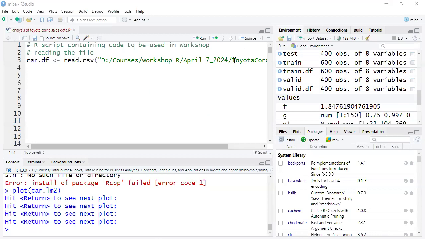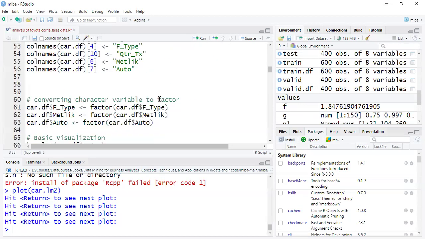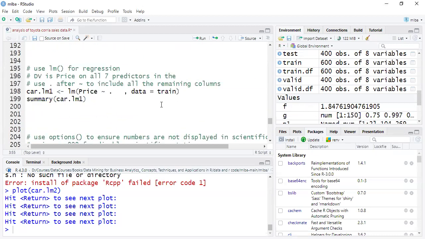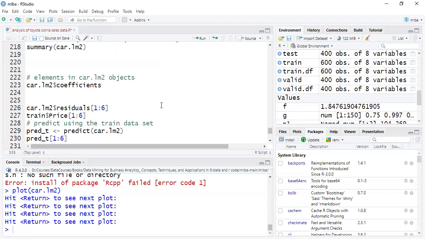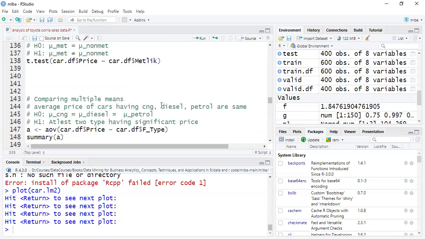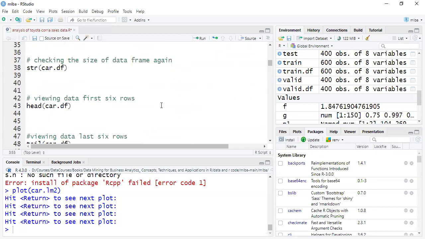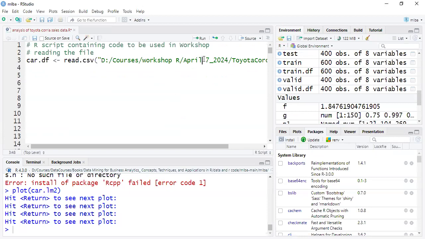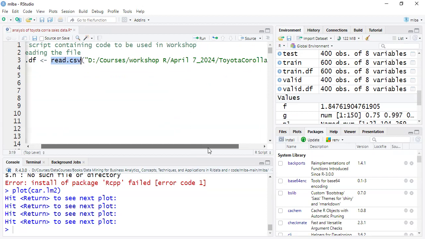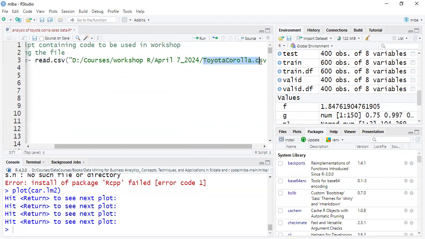Now, I am just running the file here for you. When you want to run the command, sorry, not run the file, all of the commands which I already shared with you are here. This file is not new for you because previously I shared this file with you, right? Your first command is read.csv and the name of the file is Toyota Corolla.